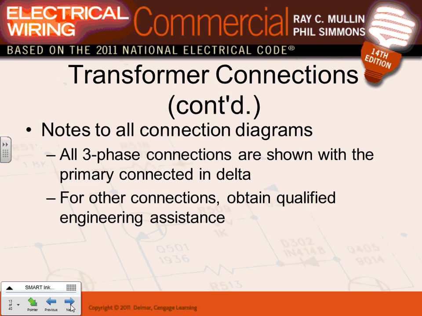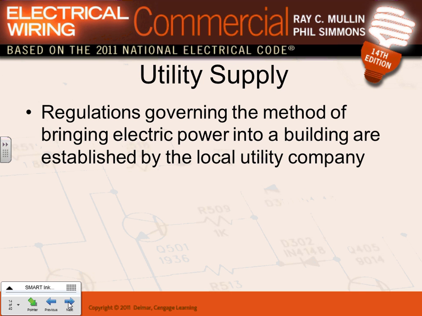Primary connected delta for other connection qualified. Okay, we're good. Utility supply to the building are established by local utility. Okay, now who did what?